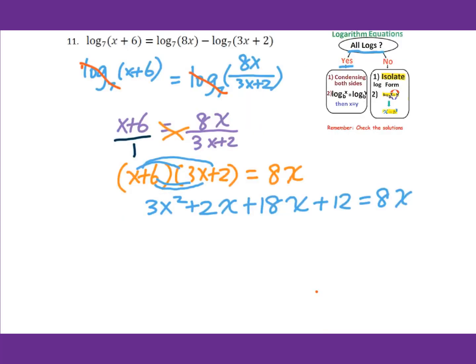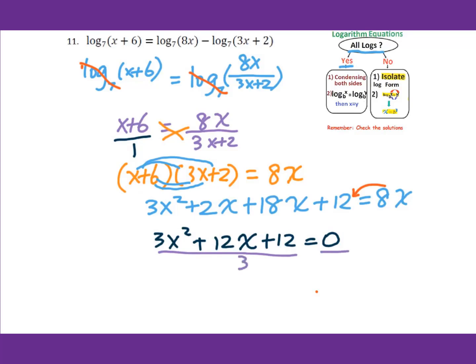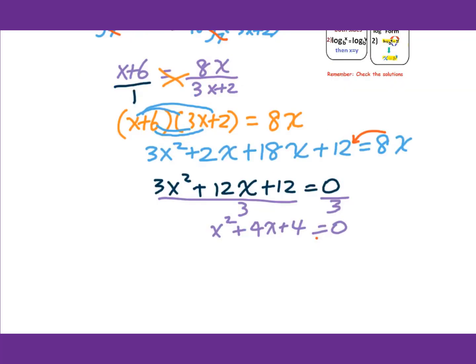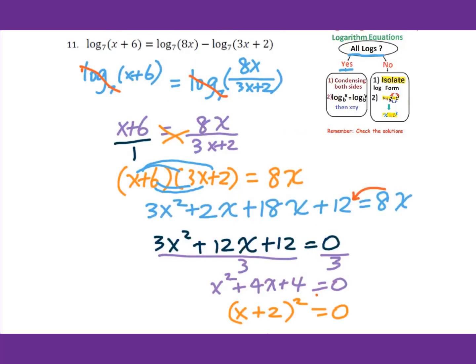We know this will be a quadratic pattern, so minus 8x on both sides. You will get 3x squared plus 12x plus 12 equal to 0. The common factor is 3, so we can divide both sides by 3. Get x squared plus 4x plus 4 equal to 0. Then you get x plus 2 squared equals 0. x equals negative 2. Then you need to check the solutions.